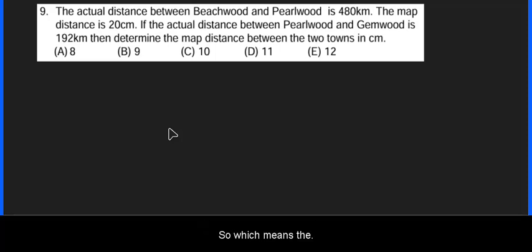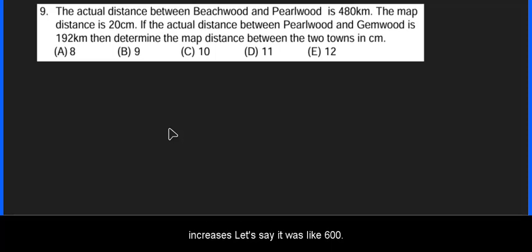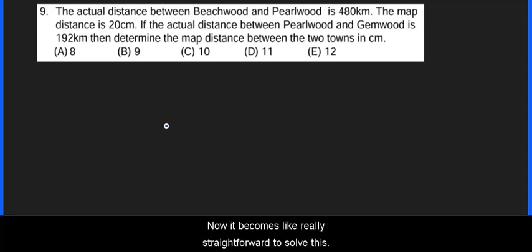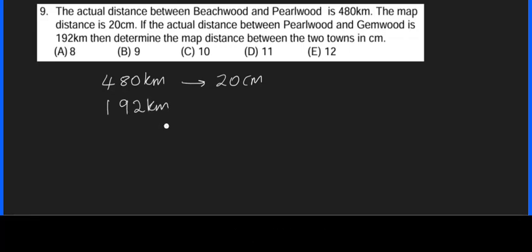So if the distance between Beechwood and Palmwood increases, let's say it was like 600, the map distance will also increase. So now it becomes really straightforward to solve this. Let's have 480 kilometers equals 20 centimeters. Then we have 192 kilometers equals x. We don't know that, that's what we are looking for.